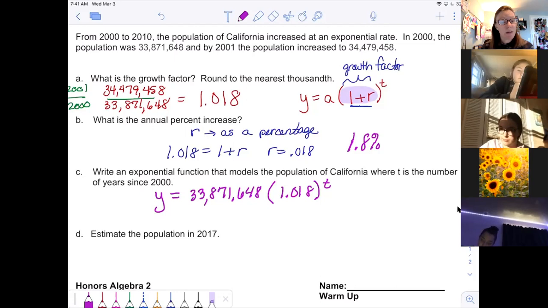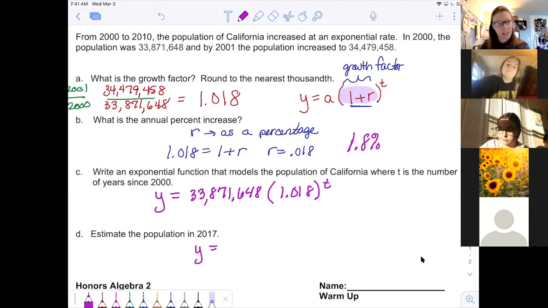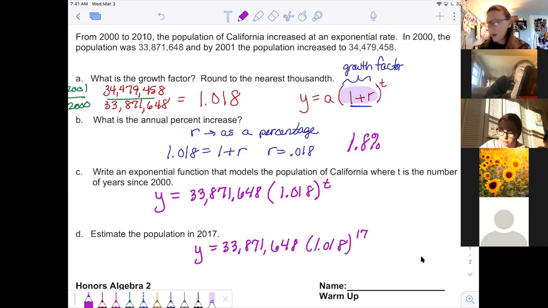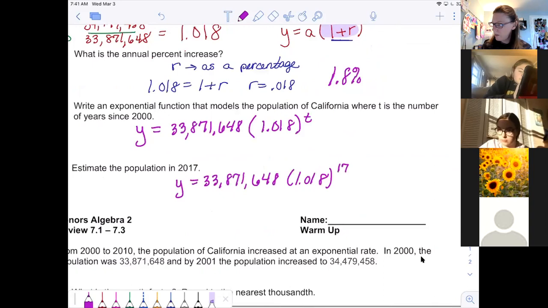And then finally, for part D, estimate the population in 2017. So Brooke, what number are we going to plug in for the time in 2017? 17. Yeah, 17 years past 2000. So just be careful. I know there's a lot of numbers here. And then you're plugging in the exponent of 17. Brooke, can you tell me what you have after you plug that in your calculator?